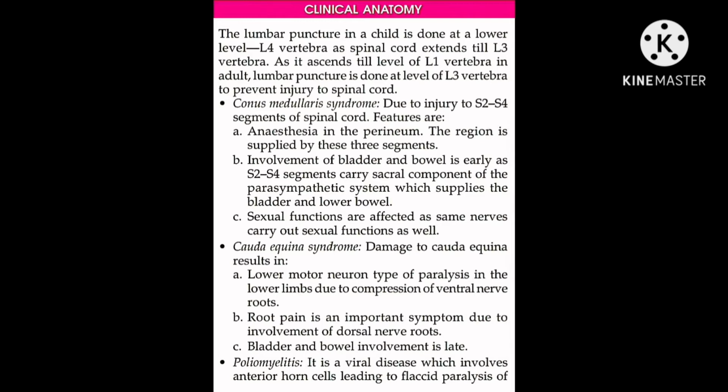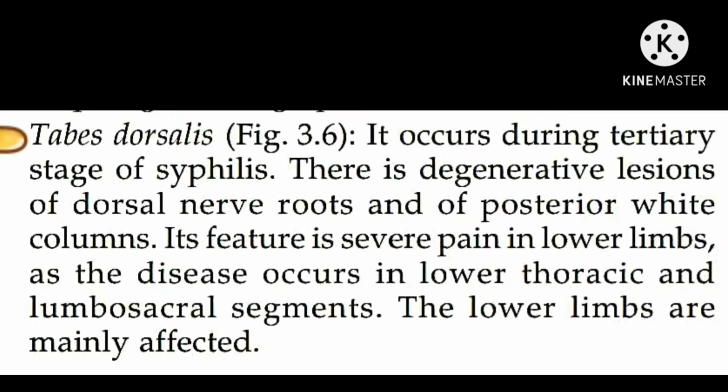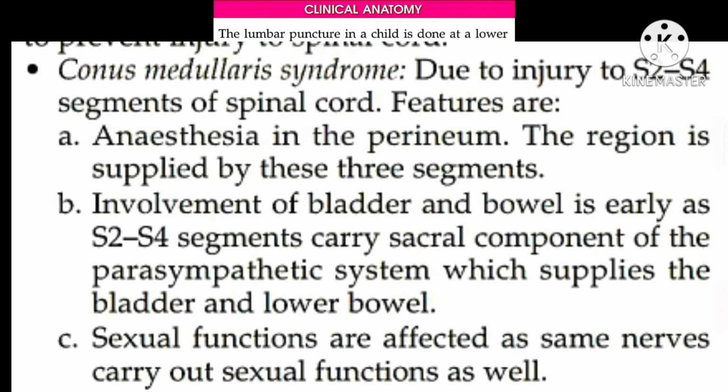Abnormalities of spinal cord given here are Conus medullaris syndrome, Cauda equina syndrome, poliomyelitis, and tabes dorsalis. Coming to the Conus medullaris syndrome, it is due to the injury to S2, S3, S4 segments of the spinal cord. Features of the syndrome are anesthesia in the perineum as the region is supplied by these three segments. Those are S2, S3, S4 segments. Next point, involvement of the bladder and bowel is early as the segments S2 to S4 carry sacral component of the parasympathetic system which supplies the bladder and lower bowel. Next point, sexual functions are affected as same nerves carry out the sexual functions as well.